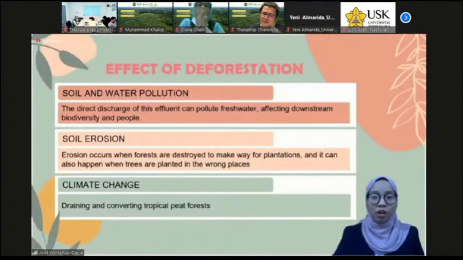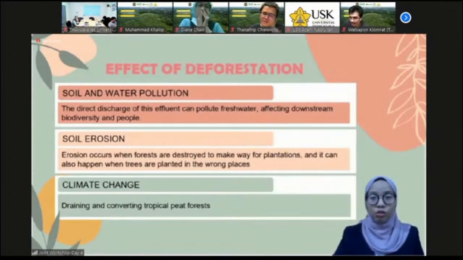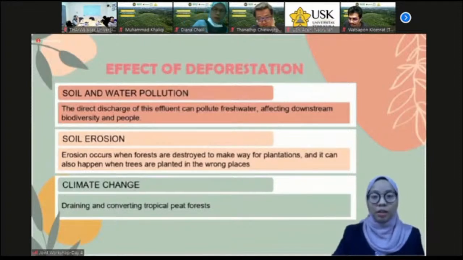Despite the fact that oil palm plantations do not use a lot of pesticide and fertilizer, their indiscriminate use can damage surface and groundwater sources.